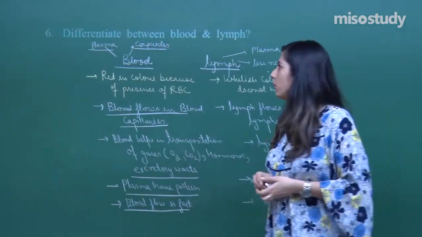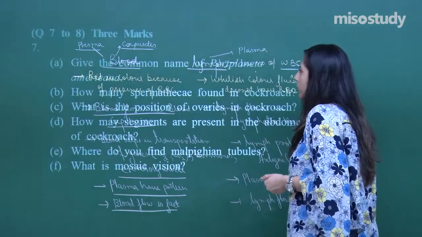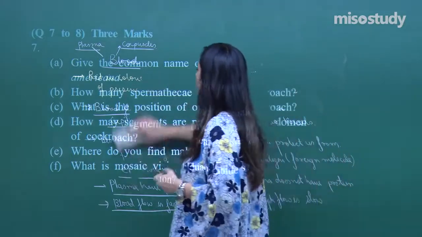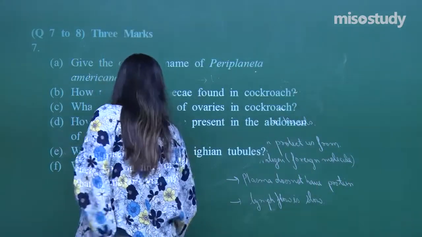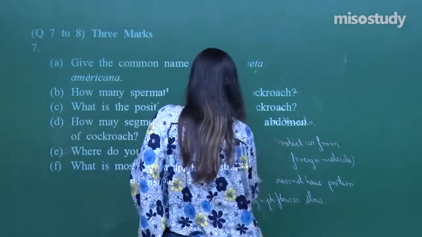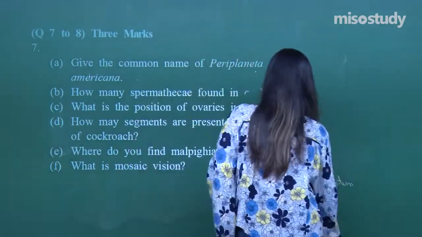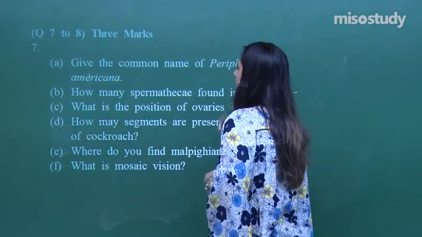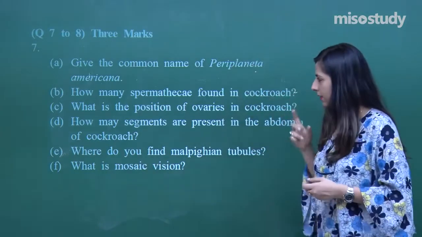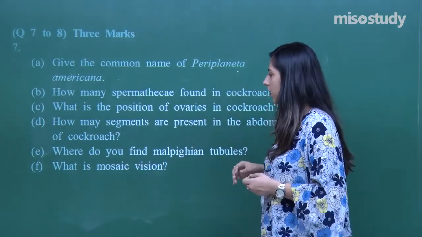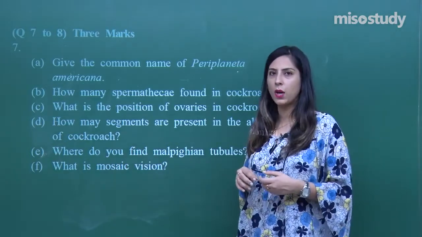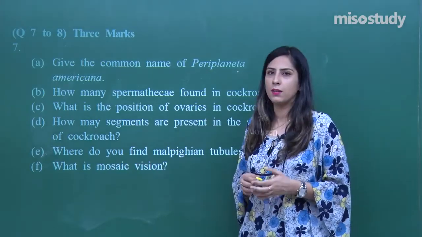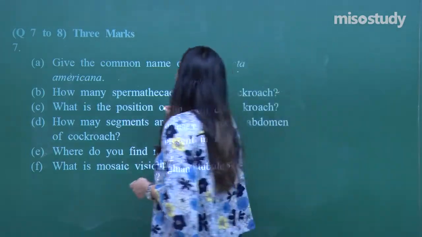Now let's move on to the next question, and the next question is from a different category. So this is a 3-mark question. In this, 6 parts are there and we have to explain each of these one by one. Give the common name of Periplaneta americana. We know the common name is American cockroach.